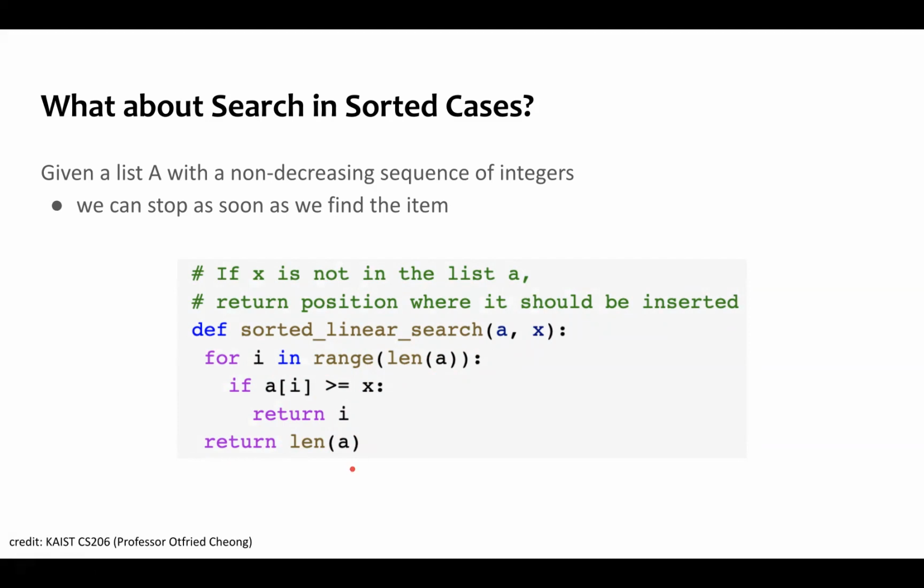So why don't we raise a ValueError as before? In this sorted linear search, what we return is the possible position where this item should be or can be inserted. All right. So if this item of interest is the largest one, then we are going to append it at the end of this list. So that's the reason why we return the length of this list.